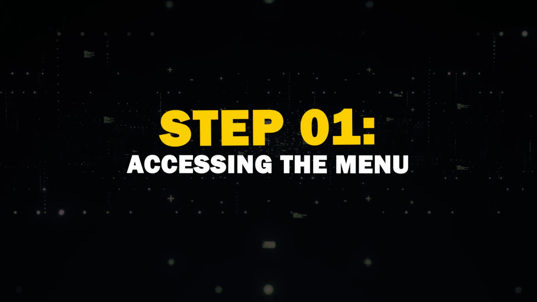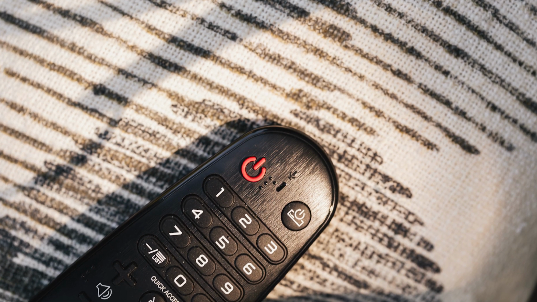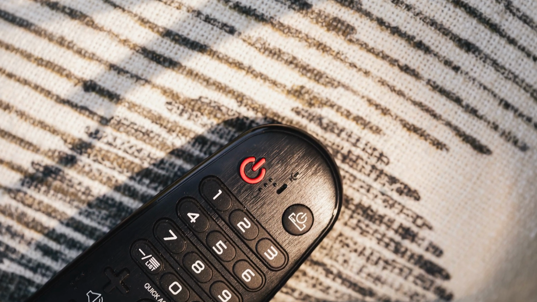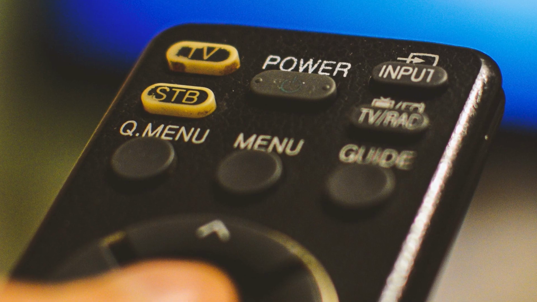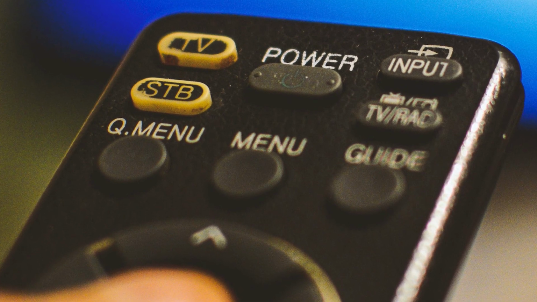Step 1. Accessing the menu. First things first, grab your remote control and press the menu button. This will take you to the main menu where you can make the changes.